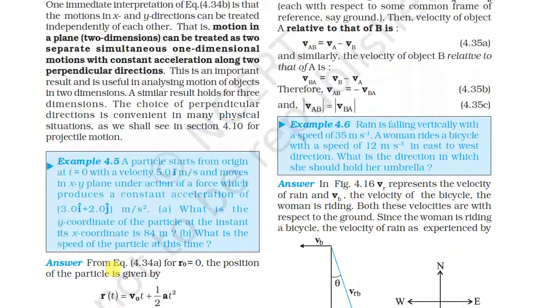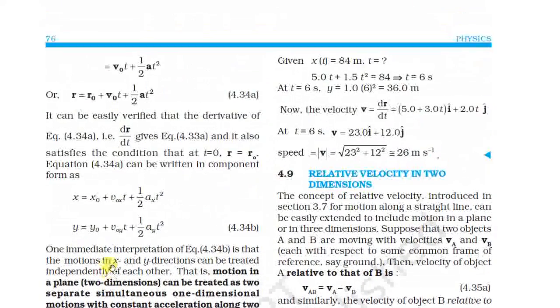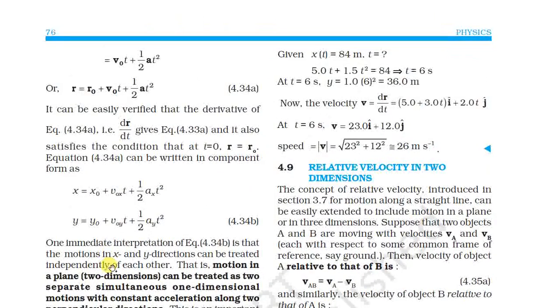So see, now we need to determine the speed. So x versus t, x is equal to 84. So what we will take, x is equal to 84. So 5.0 into t plus 1.5 into t square is equal to 84.